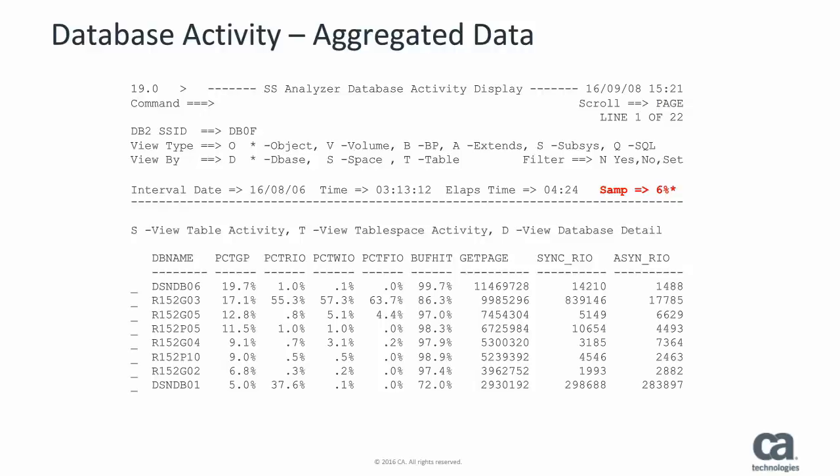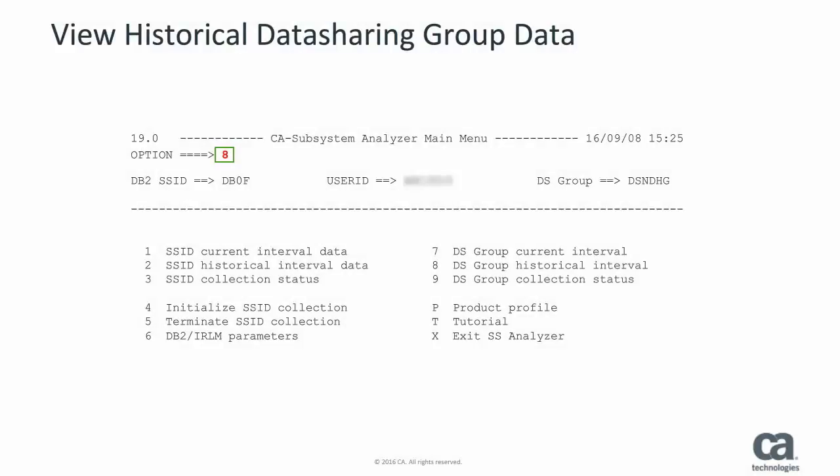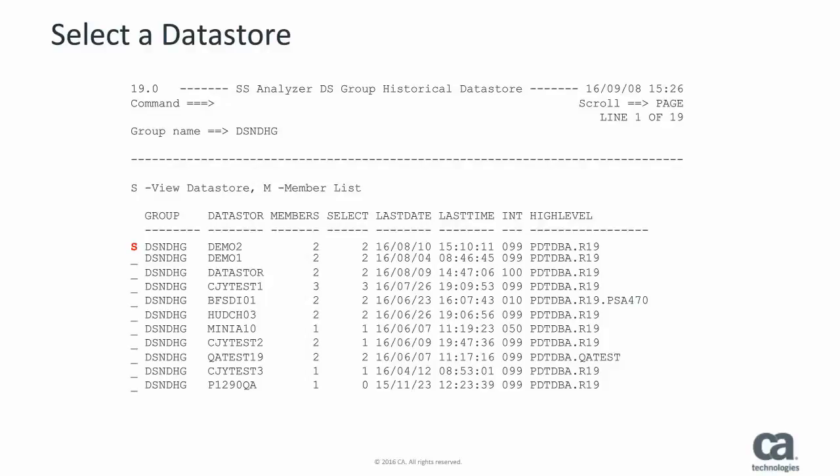Press F3 3 times to return to the main menu. Type 8 at the option prompt of the CA Subsystem Analyzer main menu and press Enter to view Datasharing Group Historical Interval Data. The Datasharing Group Historical Datastore display lists the data stores in Datasharing Group DSN-DHG. Type S in the line command field for the Demo2 Datastore and press Enter to view its interval summary.